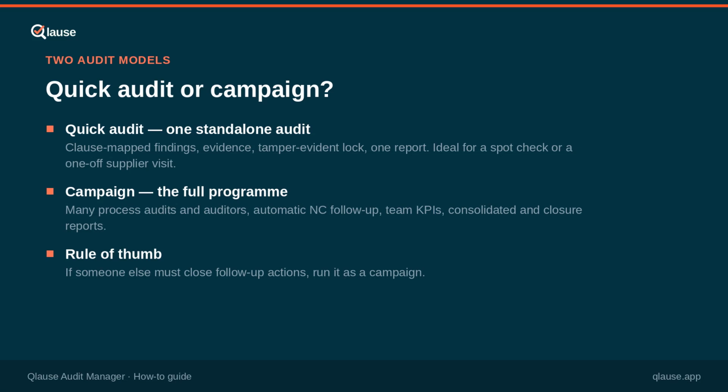A quick word on the two audit models, because you'll choose between them. A quick audit is a single, standalone audit. Clause-mapped findings, evidence, a lock that seals the record, and one report. It's perfect for a one-off supplier visit or a spot check. A campaign is the full program. Many process audits, many auditors, automatic non-conformance follow-up, team KPIs, and consolidated reports. Rule of thumb: if the audit has follow-up actions that someone else must close, run it as a campaign.